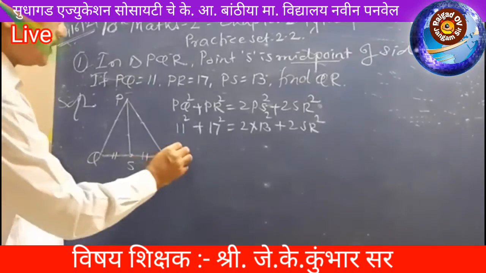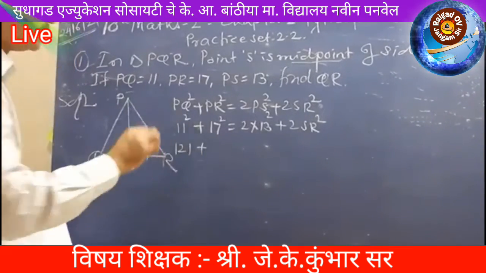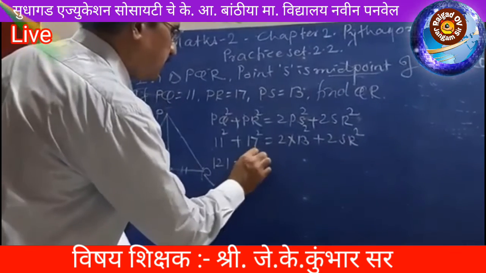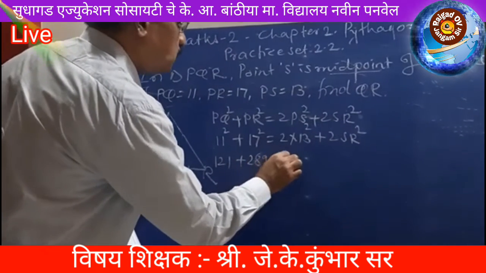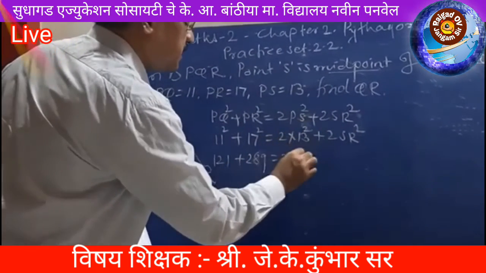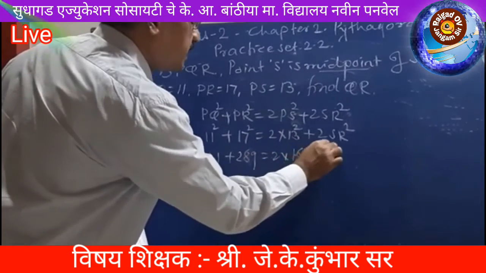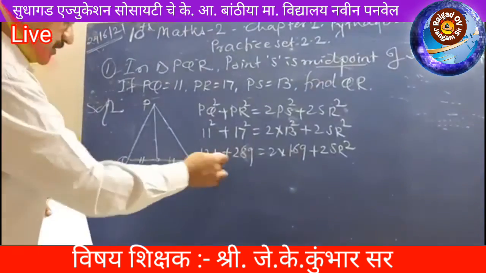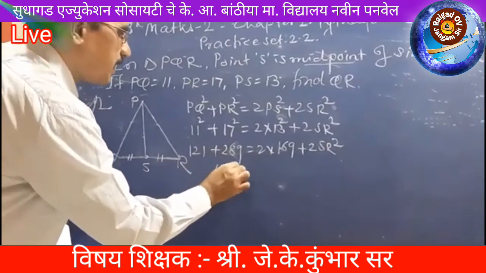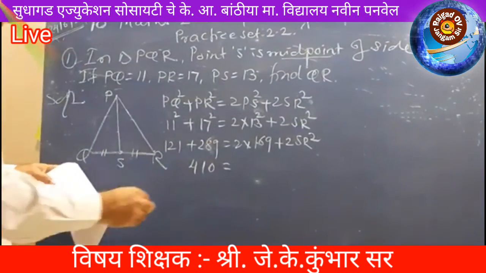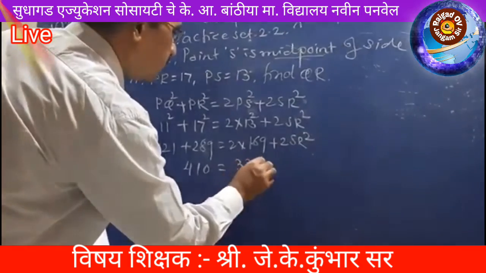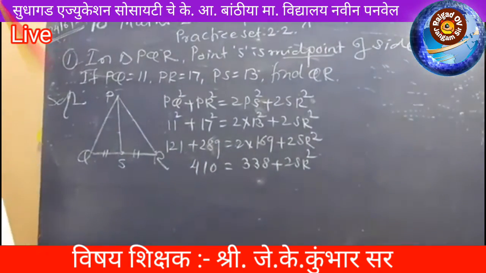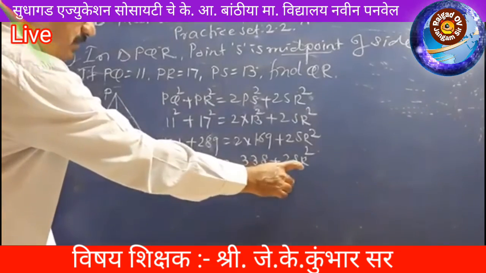The square of 11 is 121. The square of 17 is 289. Then 2 into the square of 13 is 169 plus 2 SR square. The sum of these two numbers is 410, and the multiplication of these two numbers is 338, plus 2 SR square as it is. Now here first we have to find SR square.